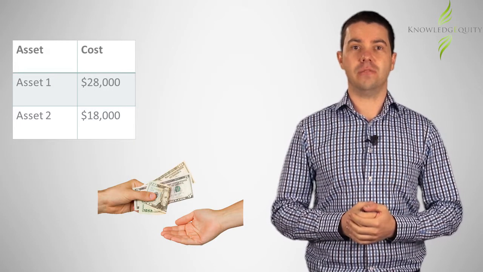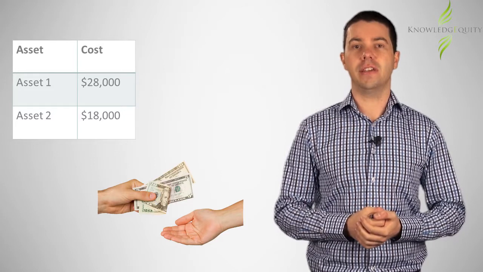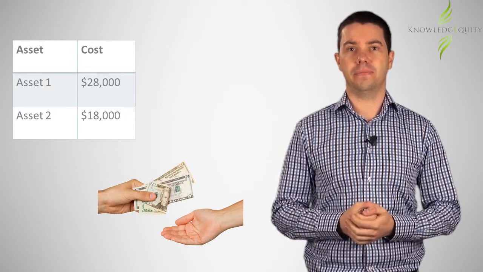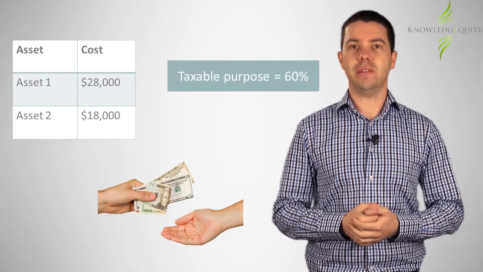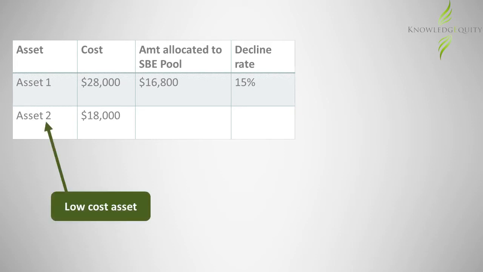Now we consider the situation where Small purchased two assets during the year, with asset 1 costing $28,000 and asset 2 costing $18,000. Both are estimated to be used 60% for taxable purposes. Asset 1 cost more than $20,000. Therefore, 60% of its cost, that is $16,800, will be allocated to the SBE pool. This will form part of the opening SBE pool balance next year and receives a decline rate of 15% this year. Asset 2 is a low-cost asset as it costs less than $20,000. Therefore, it is not allocated to the SBE pool.